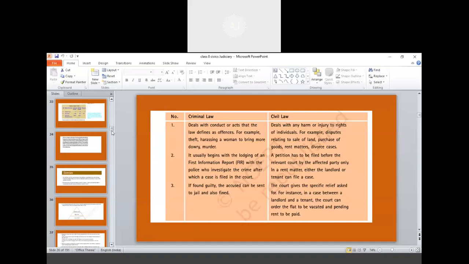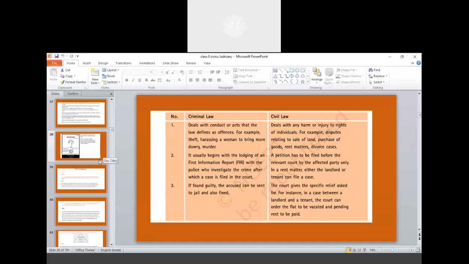Sir, in the civil law, if a wrong thing is done, still the person won't be arrested? I am not getting your point. If the landlord is doing something wrong and it comes under civil law, the landlord won't be arrested? Define the wrong, like beating, something like that. Yes, sir, threatening. Threatening also comes under criminal procedure code.